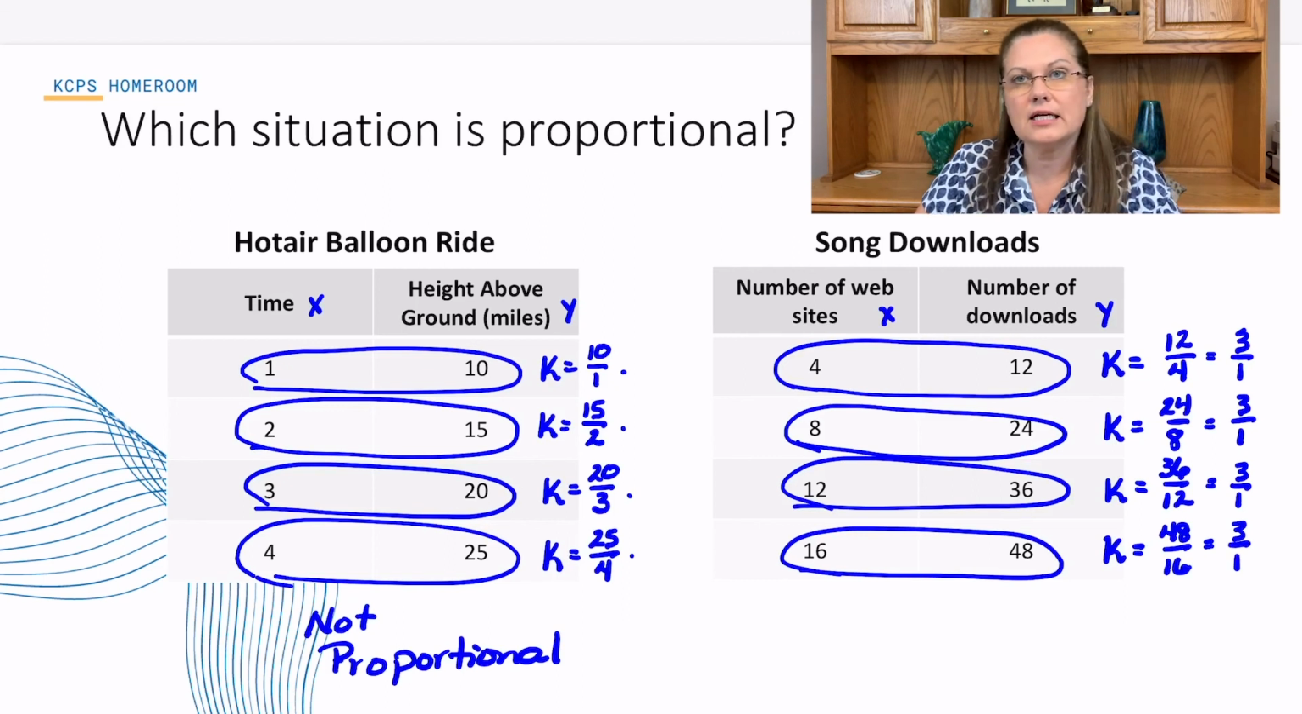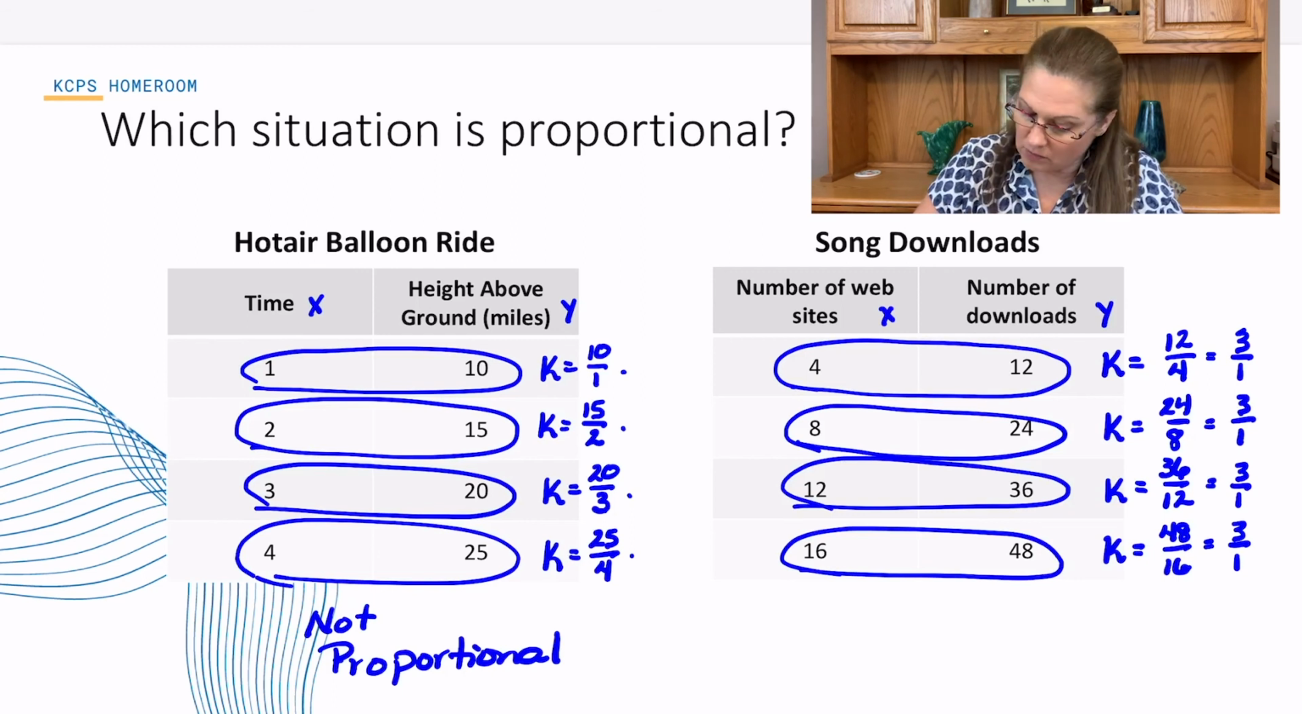You'll notice that each of these constants of proportionality is 3 over 1, or 3 firsts, or 3. So this particular table is going to be proportional.